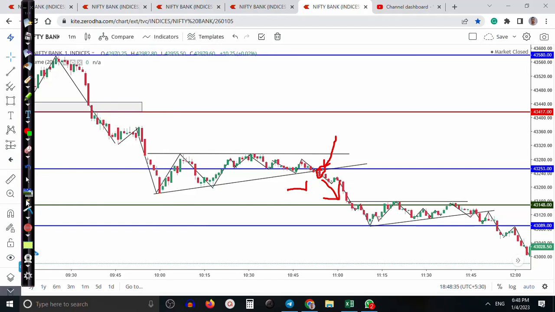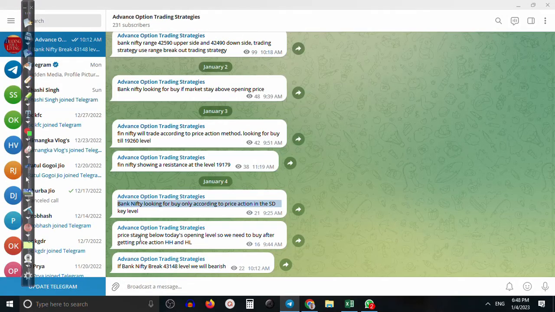Next, let me show you here the Telegram channel. What I told around 9:44: here you can see that price staying below today's opening level, or we need to buy. Sorry, that was next around 10:12. What I told, if Bank Nifty breaks the 43148 level, we will be bearish. All right, remember 43148.